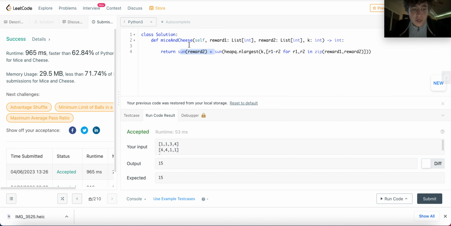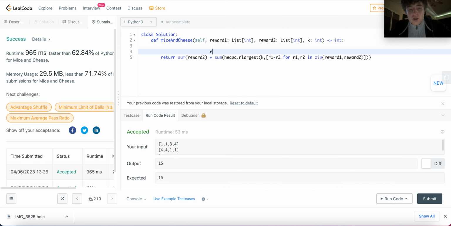And then we'll walk through why this works quickly. Basically, the idea here is we're doing the largest differences. So we're going to get the k largest differences here, which are like r1i minus r2i plus r2j minus r2k, r1j minus r2j, right? So I'm getting the n largest differences here. And this is the sum of the whole system, right? This is the sum of r2i plus r2j plus dot, dot, dot.